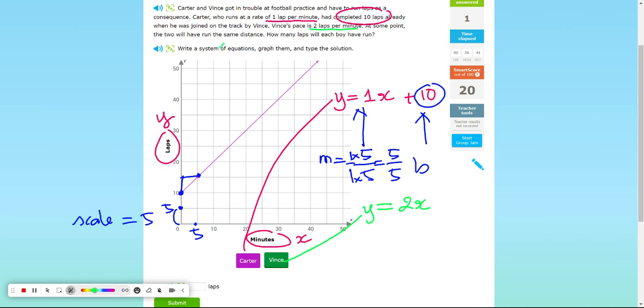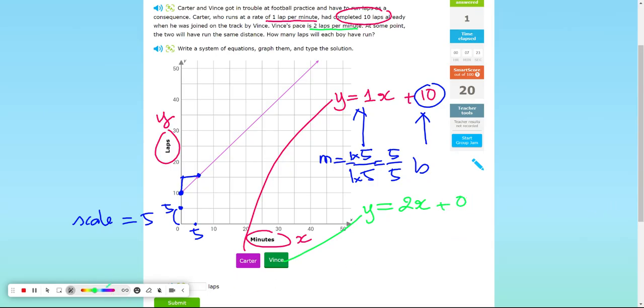Okay, let's see Vince. Carter and Vince got in trouble at football practice and have to run laps as a consequence. Carter already completed 10 laps and now he runs 1 lap per minute. But on the other hand, Vince didn't finish anything. So for Vince, in the back of here I put 0.